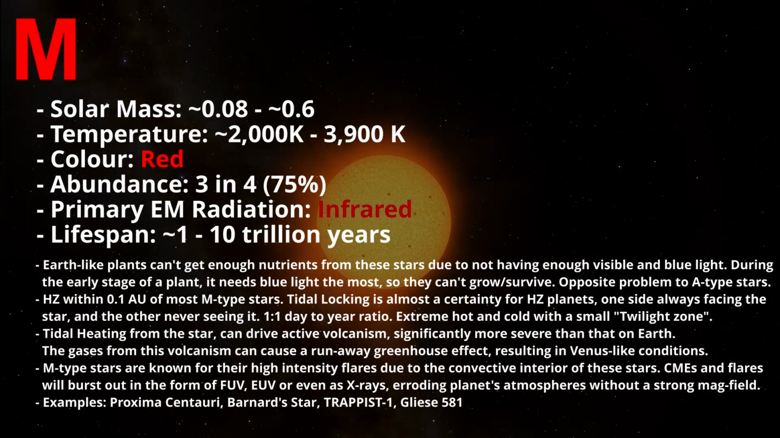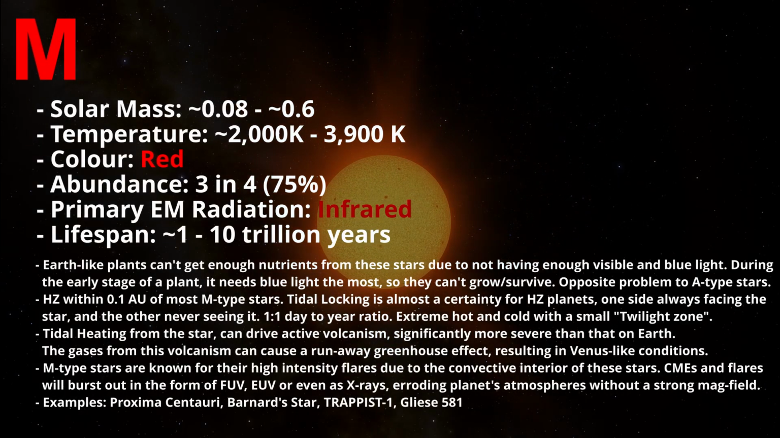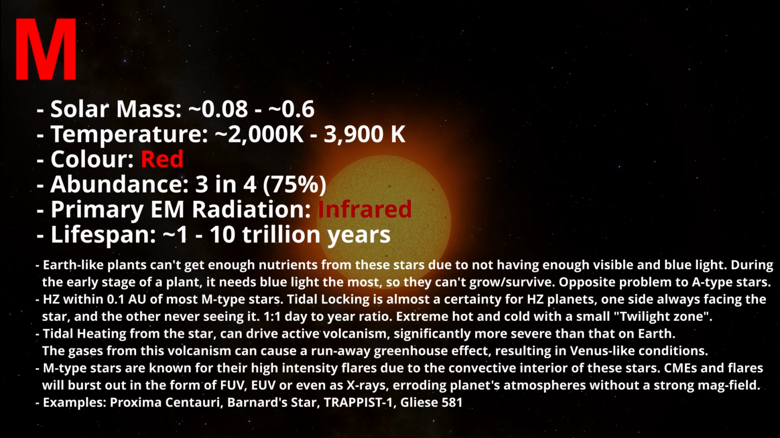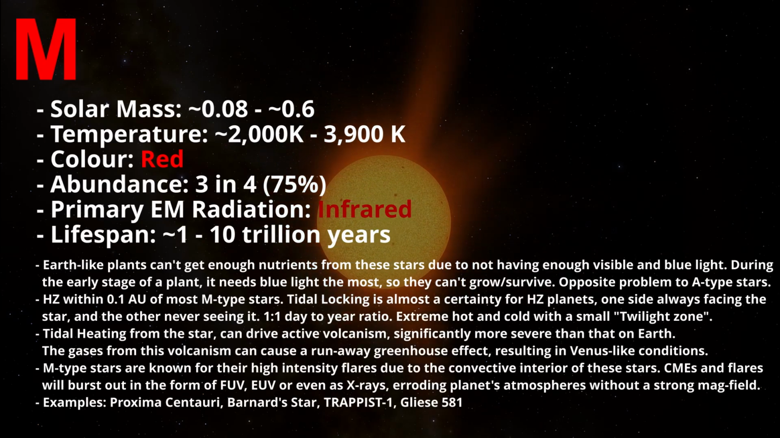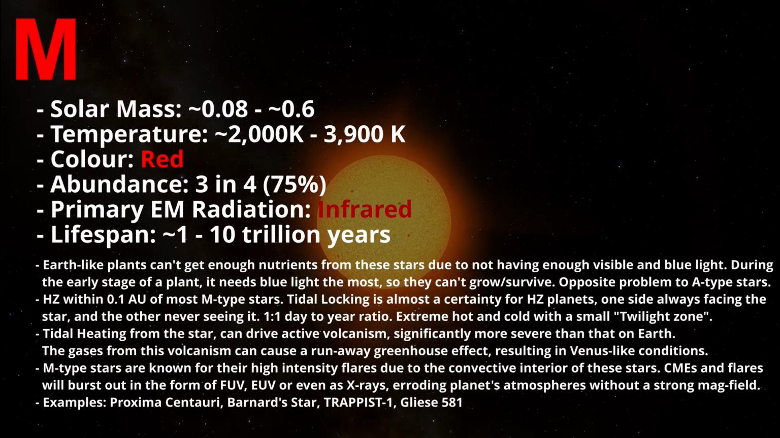One such challenge is the most obvious one. The small size means that the electromagnetic radiation it generates is primarily in the red part of the spectrum and infrared. This is the opposite to the problems which I was describing with A-type stars. Not enough visible and blue light means that Earth-like plants using photosynthesis cannot grow properly and effectively, so making an artificial ecosystem will be difficult here.